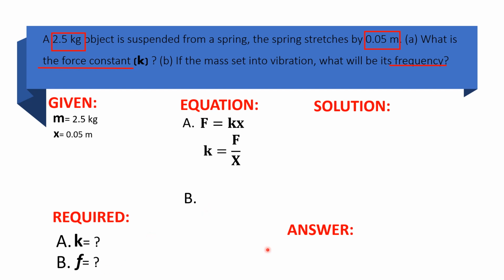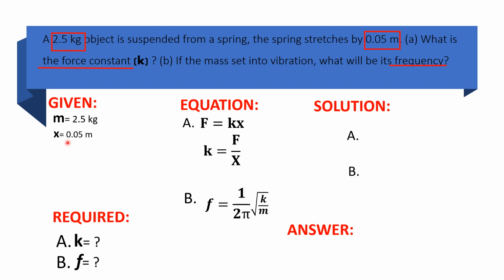For B, the formula is the formula in frequency of the simple harmonic motion. And the formula is F is equal to 2 pi over square root of K over M. K. So now we have two solutions here since we have two equations. Before we proceed with the equation, take a look on the equation A. The equation here is K is equal to F over X.